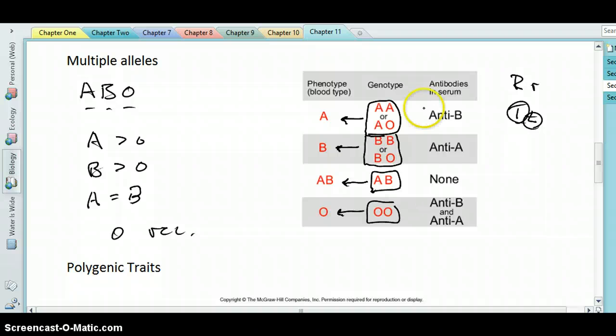All right, so blood types show us a couple things. Again, for any given gene, you can sometimes have more than two alleles. And within the blood types, we see dominance and recessiveness. A and B are dominant to O. But we also see codominance of A and B.